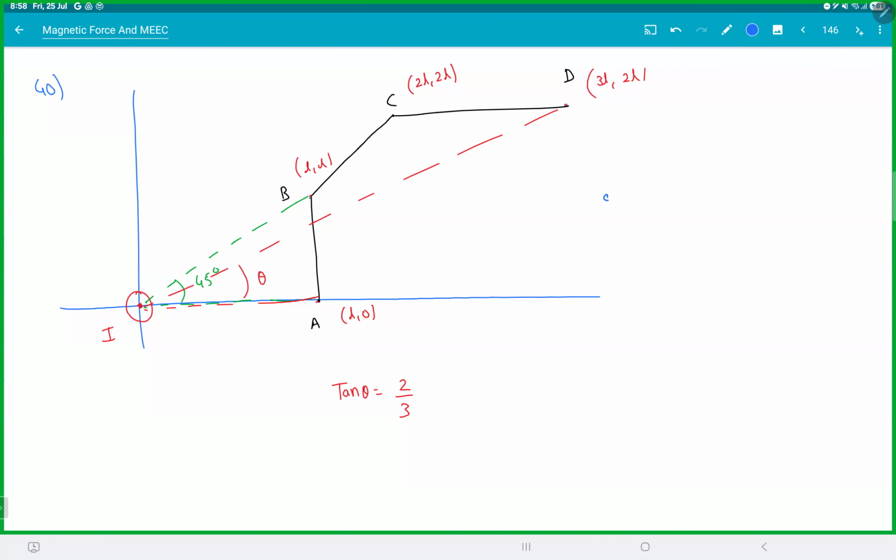So yeah, first case, integral B dot dl from A to B, the formula was theta by 2 pi mu naught I. Theta was 45 degrees, so 1/8 of mu naught I. So it doesn't matter actually what is the shape. You just take the two ends and get the angle. So here theta will be tan inverse 2 by 3.